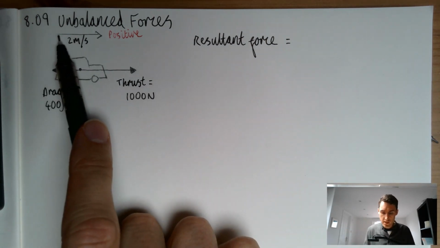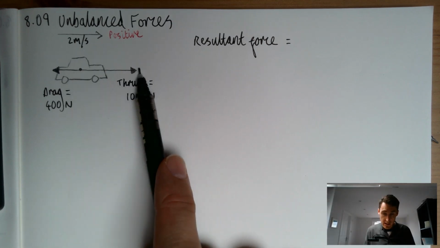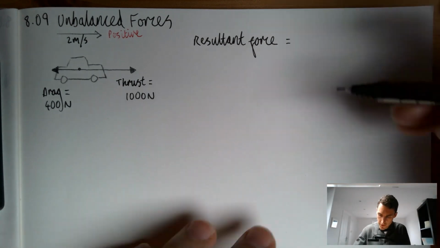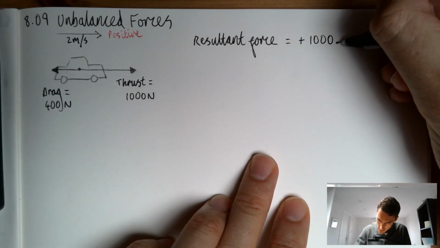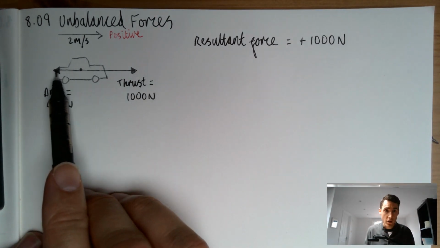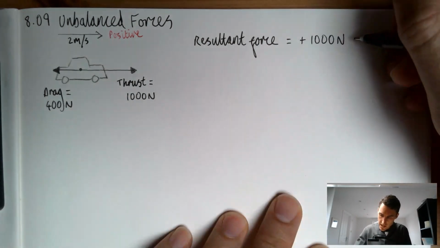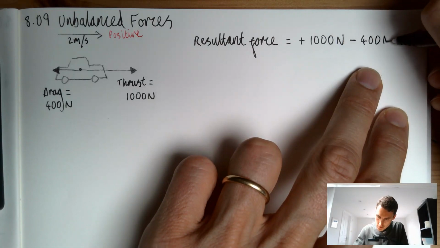So we've said it's travelling in that direction, so we're going to take that direction as positive. This is in the same direction as our positive, so we're going to put plus 1,000 newtons. Then we're going to take the next force, and we're going to see that that is going in the opposite direction. So we're going to take that as a negative. So that's going to be minus 400 newtons.